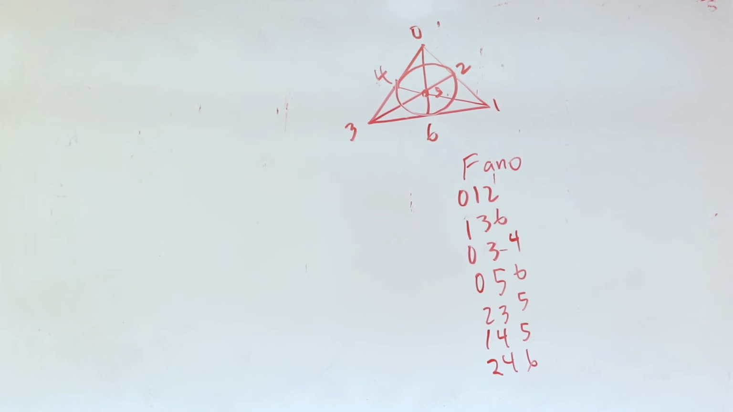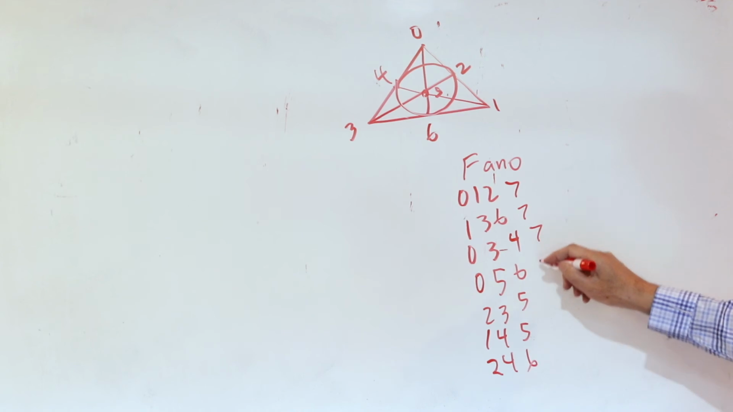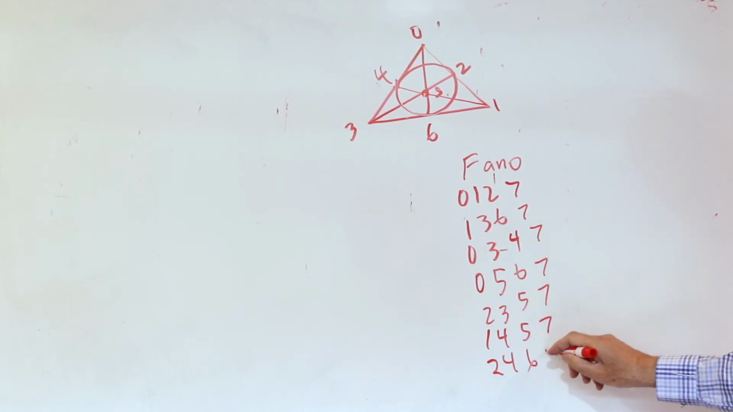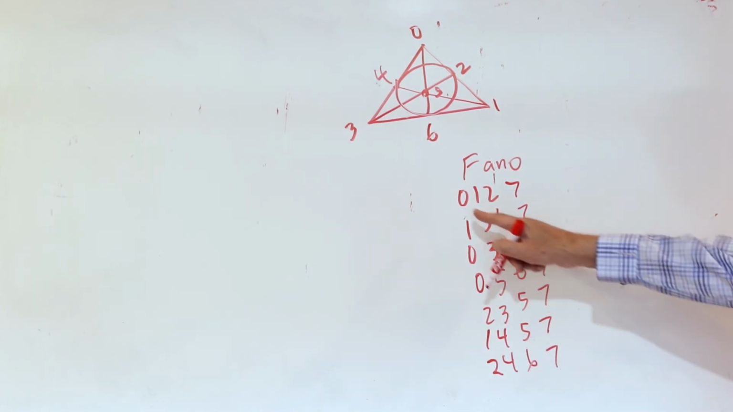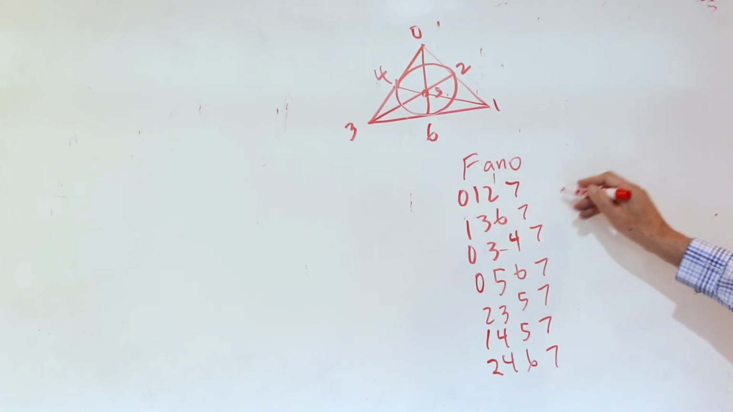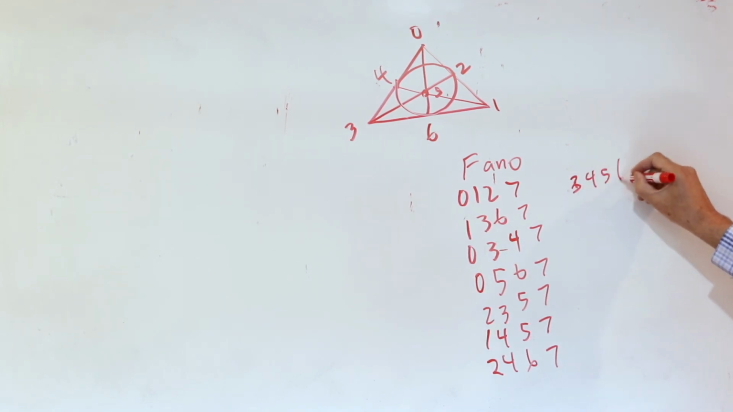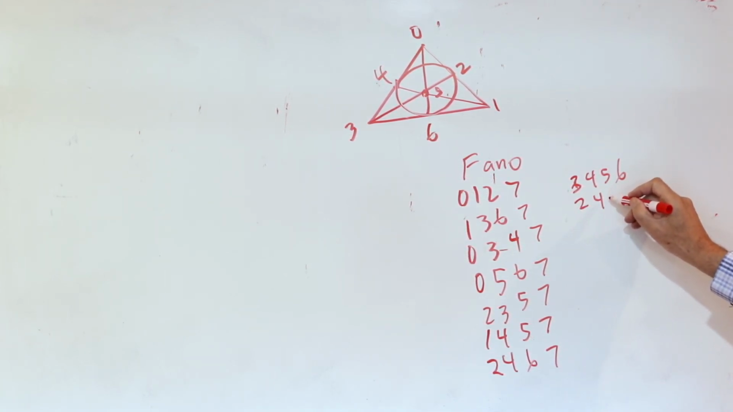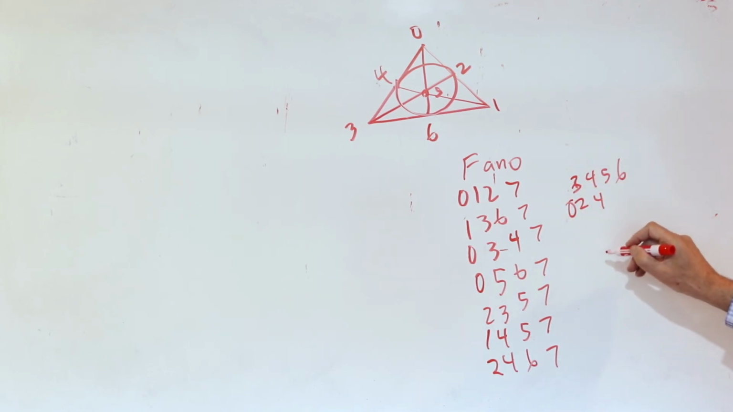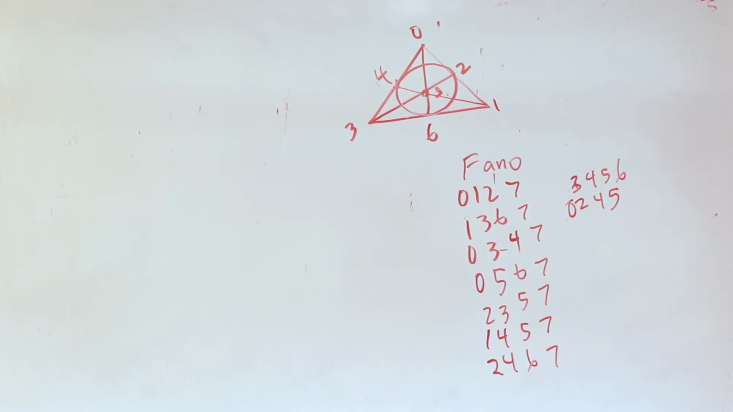So if I wanted to make the necklace, all I would have to do is this. Add another color, and then do the complements. So 0, 1, 2, 7, I didn't use 3, 4, 5, or 6. And 1, 3, 6, 7, I didn't use 0, 2, 4, or 5. And 0, 3, 4, 7, I didn't use 1, 2, 5, or 6.